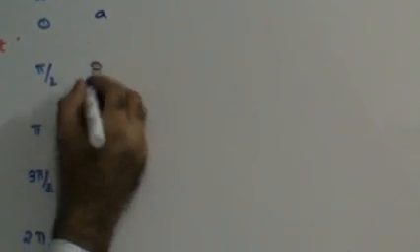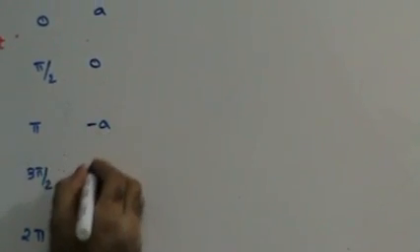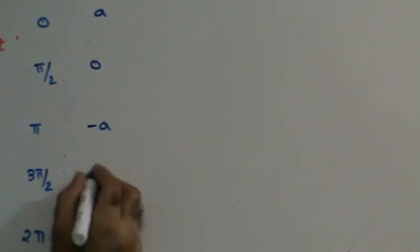Displacement. Displacement is A cos omega t. Right? Now we know that cos of 0 is 1. Cos 90 is 0. 180 is minus 1. 270 is 0. 360 is 1. So the values will be between A, 0, minus A, 0 and A.